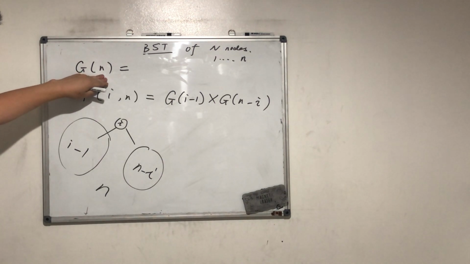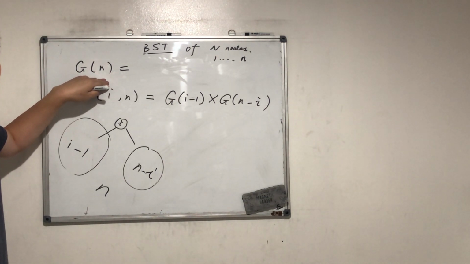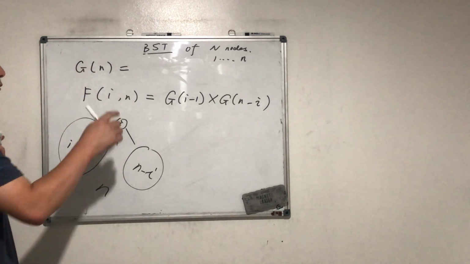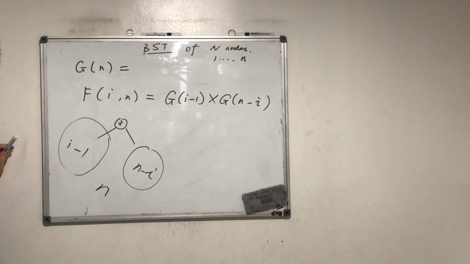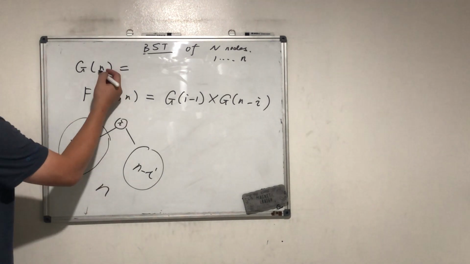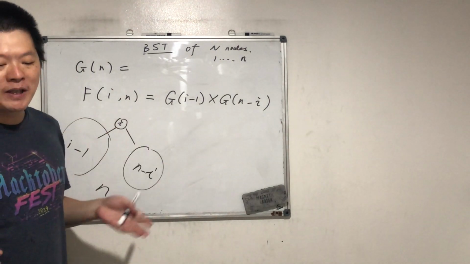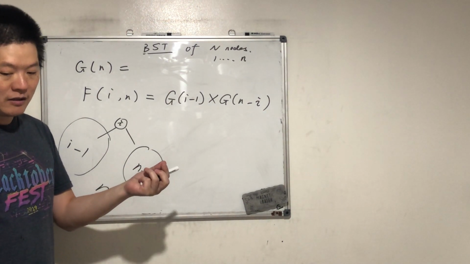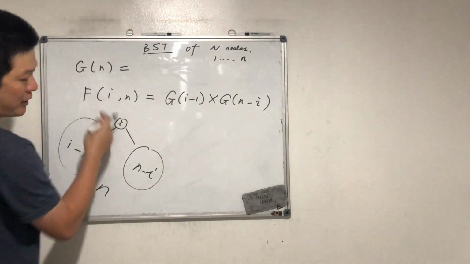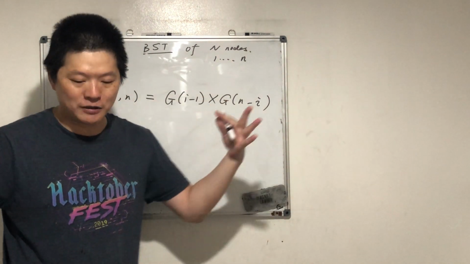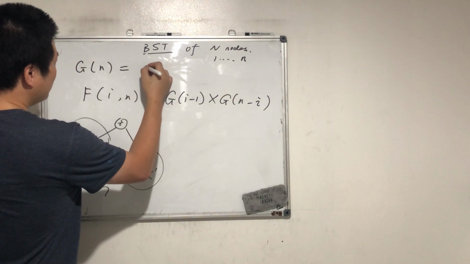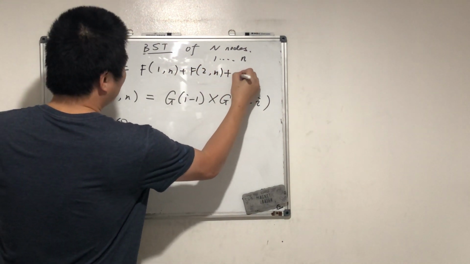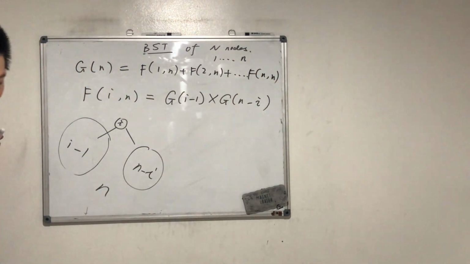Gn: there are n nodes, and how many possibilities can we choose to place the root node? If there are 3 nodes, how many different ways can we put the root? Come on, that's an easy question. 3, yes. Because each node can be chosen as the root, right? So we can say it is F1n plus F2n plus up to Fnn, right? Simple?